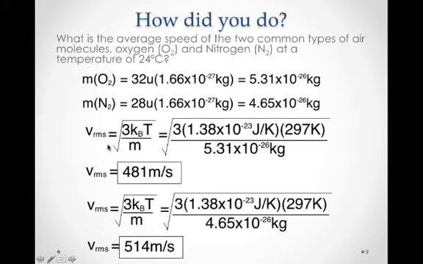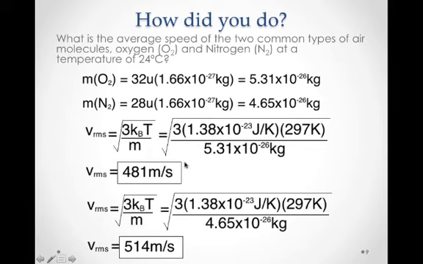So how did you do? Again, finding the actual masses here. The mass of one oxygen atom is 16 atomic mass units. Since there are two oxygen atoms in an oxygen molecule, 16 times 2 is 32 atomic mass units for an oxygen molecule, times the atomic mass unit itself, and that gives you the mass of one oxygen molecule. And likewise, do the same process to find the mass of one nitrogen molecule.